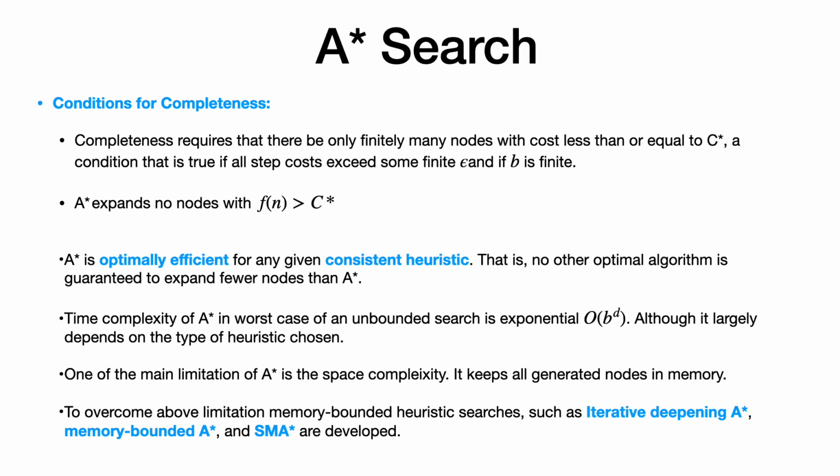But one of the main limitations of A star is the space complexity. It almost stores all the nodes in memory, and it is one of the biggest limitations of A star algorithm. So for larger graphs, it becomes difficult to apply A star because of the memory requirements. But to overcome this, memory bounded heuristic search techniques like iterative deepening A star, memory bounded A star, and SMA star were developed. Some of these algorithms we'll be discussing in the next video.